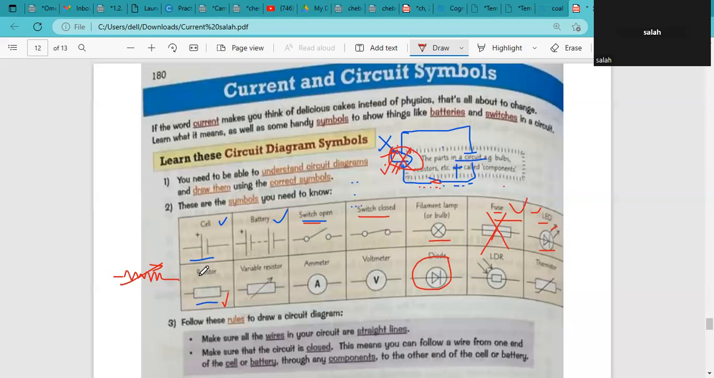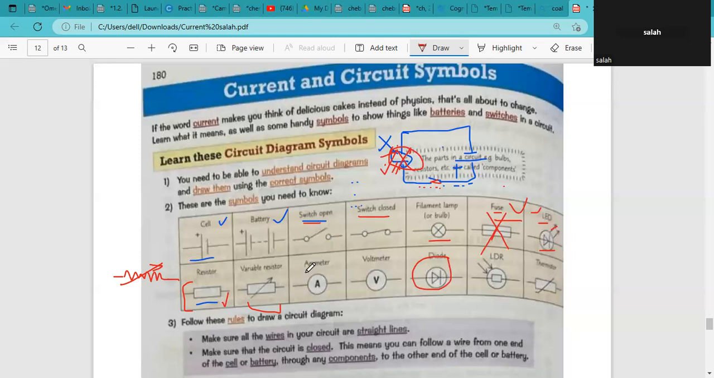So it opposes the flow of current. So it's a resistor, a fixed resistor. There are some fixed resistors and some are variable resistors. Variable resistors are those which we can change their resistance value, whose value can be changed.